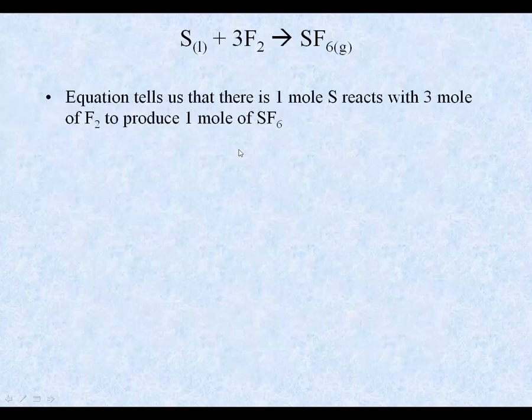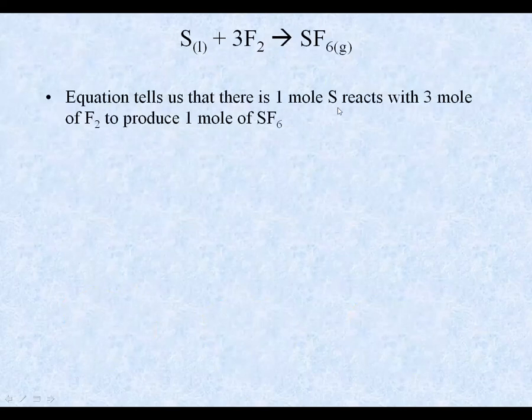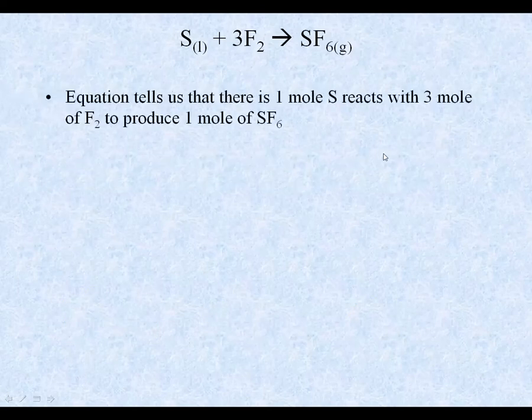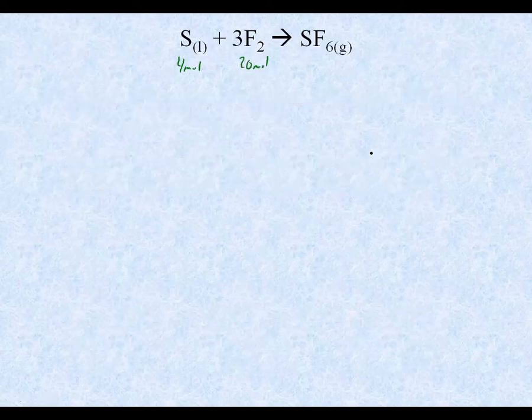Okay, so let's take a look at an example and see how to do this. We'll use the numbers we have there, 4 and 20. So we're going to say, for example, we started with 4 moles of S and 20 moles of F2. And we can recognize this as a limiting reagent problem because what was given to us was the starting amounts.